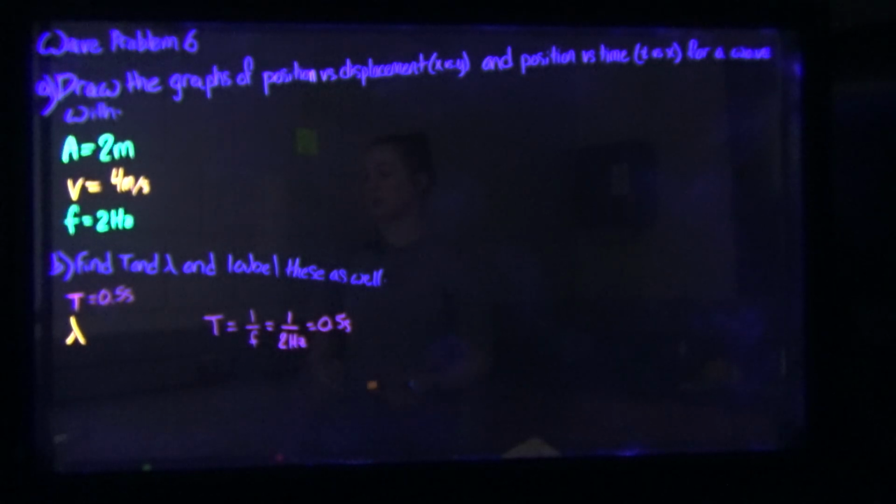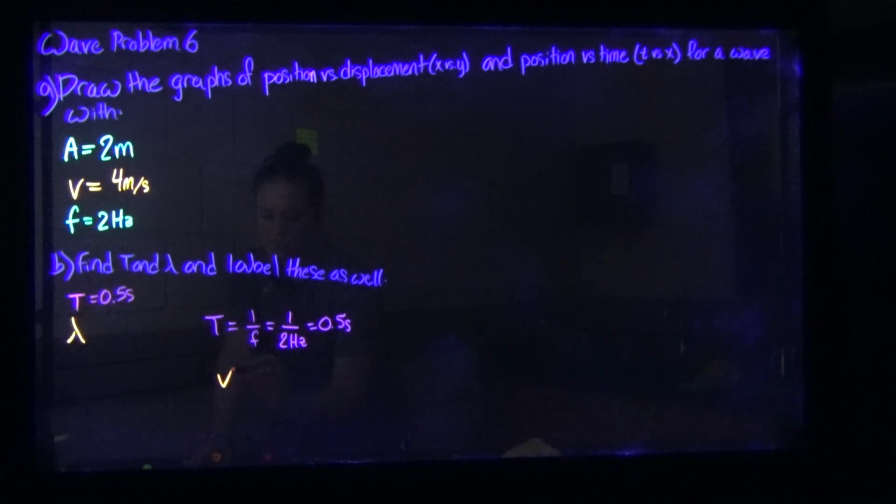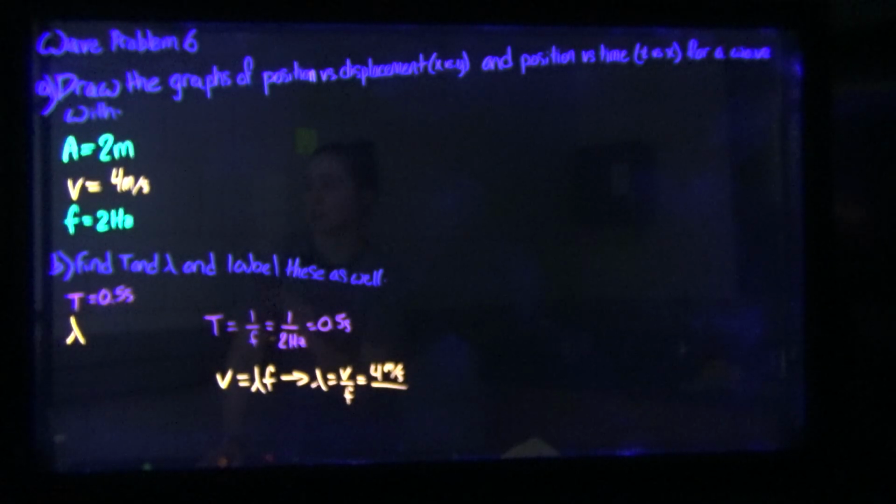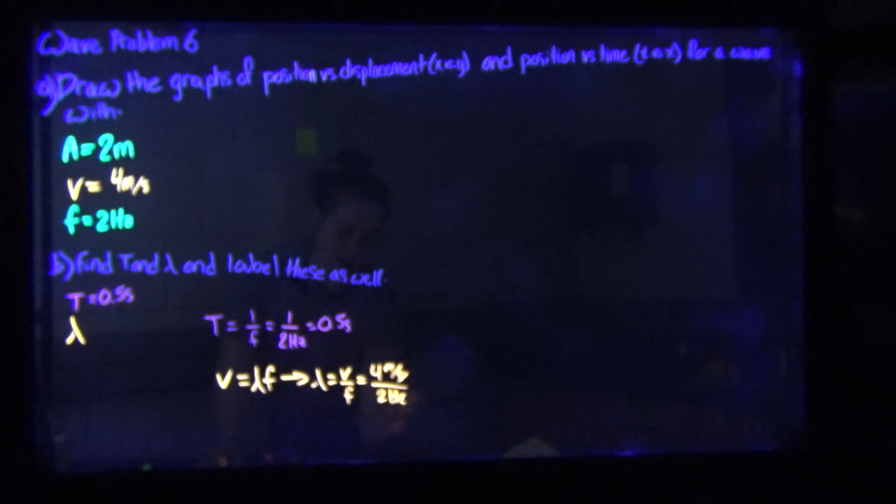And then we're asked for wavelength. So we have our equation, v equals lambda f. If we rearrange this to solve for wavelength, we get wavelength is velocity over frequency. Velocity is 4 meters per second. Frequency is 2 hertz. Units of seconds cancel, and we're left with 2 meters as our wavelength.